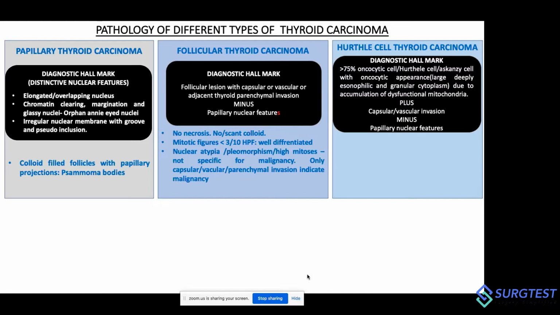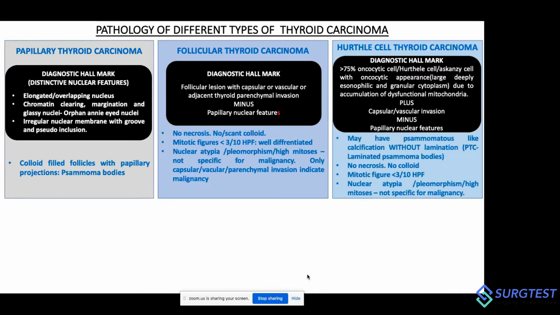Apart from that, if you're talking about any other cancer in the body, if there is atypia, pleomorphism, or high mitosis, we used to say that it is a feature of malignancy. But in thyroid cancer, these features don't qualify a follicular lesion as malignant. The only feature that qualifies them as a malignant lesion is capsular or vascular invasion. So if the option given is nuclear atypia or pleomorphism, it doesn't matter. It can be there in the adenoma also. It is not specific for malignancy. So all these points are very important.